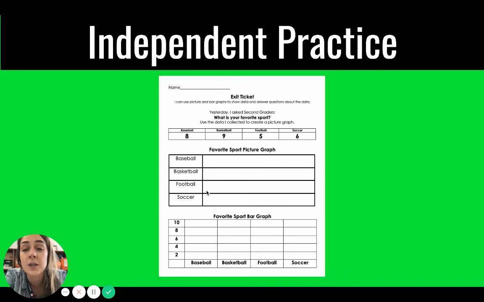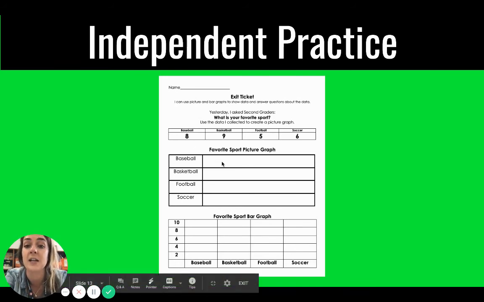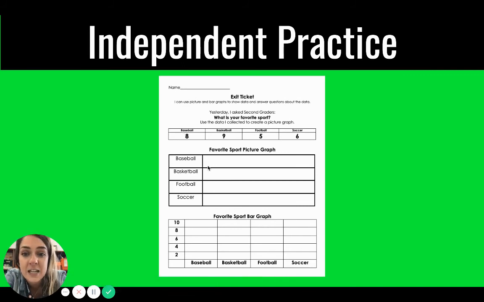Now remember, when you're doing your pictures, you want to do pictures that make sense. If you are showing me that 8 people picked baseball, I don't want you to show or draw a picture of cheese. That doesn't make sense. Something that would make sense right here is drawing a picture of a baseball because I'm answering how many people chose baseball. So drawing a baseball here would make sense for 8. Drawing a basketball for showing me the 9 would make sense. Drawing a football would make sense to show me the 5 people, and 6 soccer balls. That would be a choice that made sense.